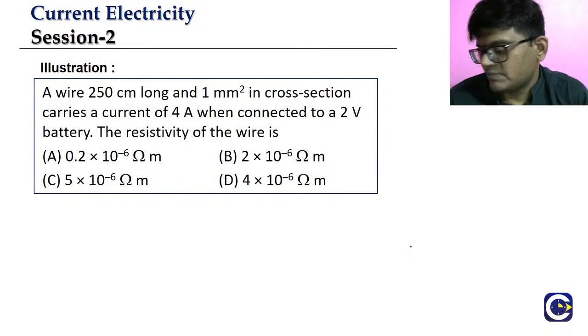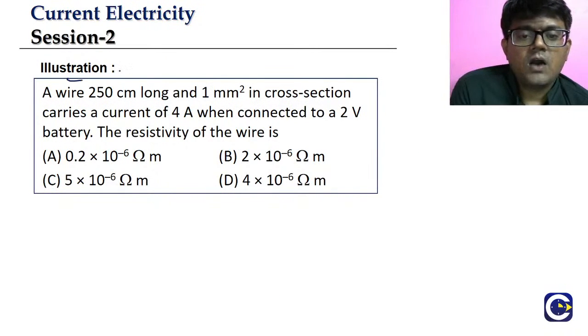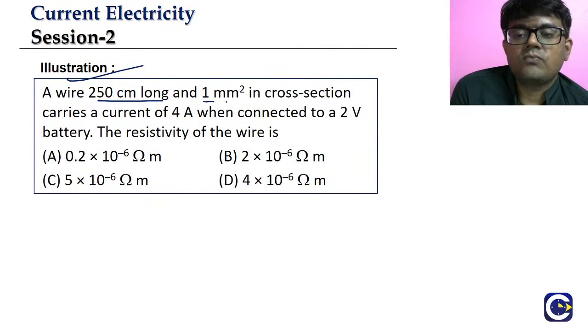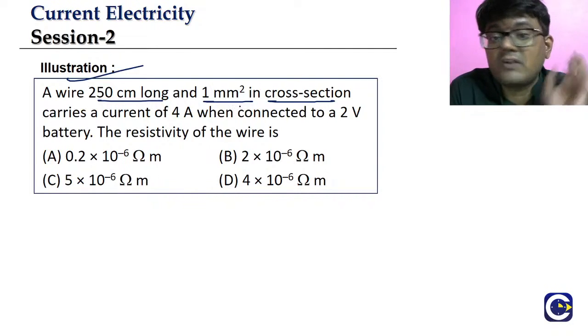We'll look at some sample questions. A wire, its length is given as 250 centimeters and 1 millimeter square cross section area. So here, we have to be careful about the units.